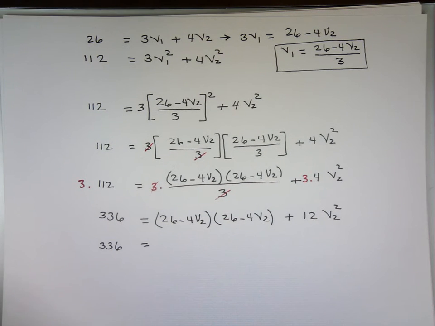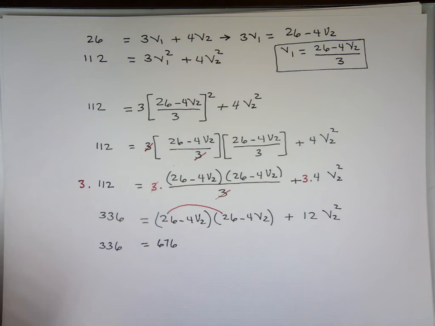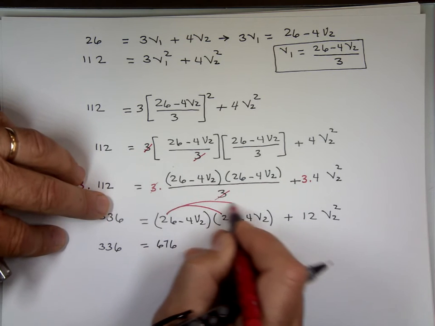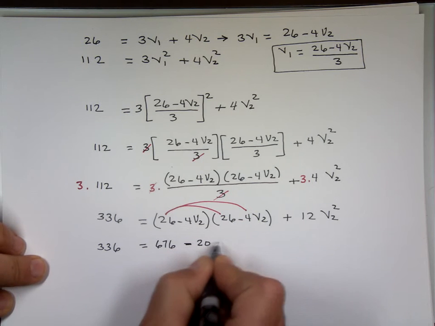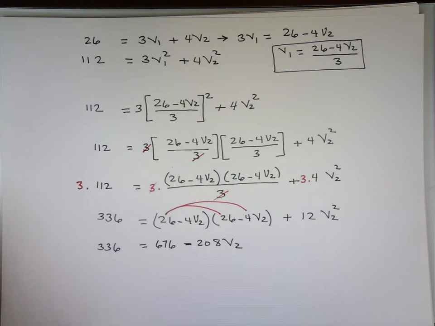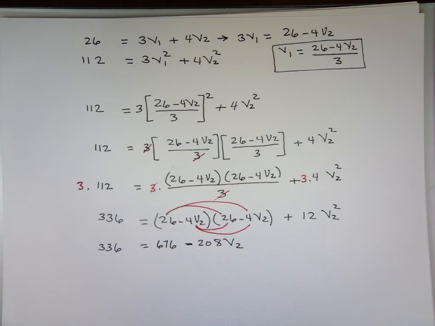What's 26 times 26? There's my calculator. 676. 26 times a negative 4, and there's 2 sets of them. Negative 208 v2. There's 2 sets because there's the second set right here. And the last one, what's negative 4 times a negative 4? Plus 16.